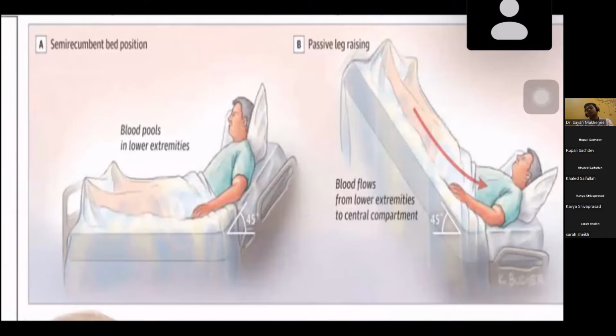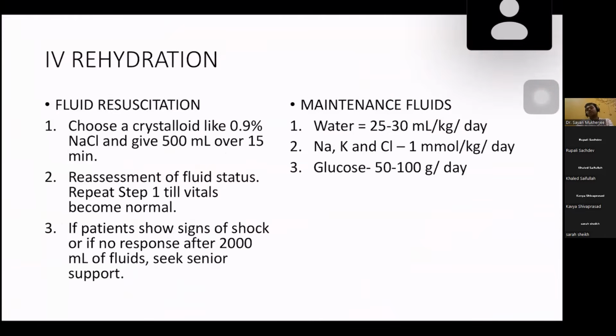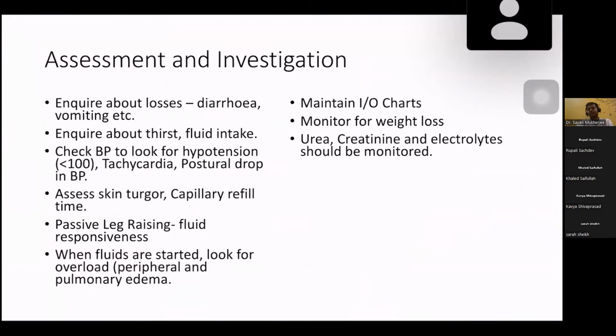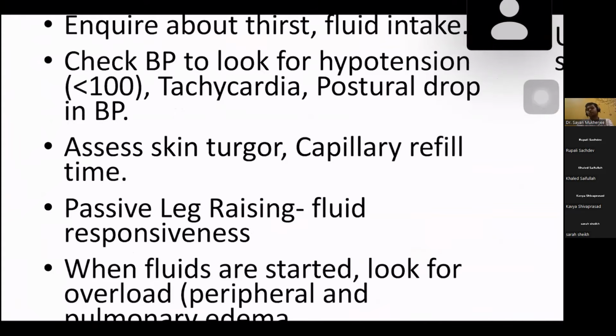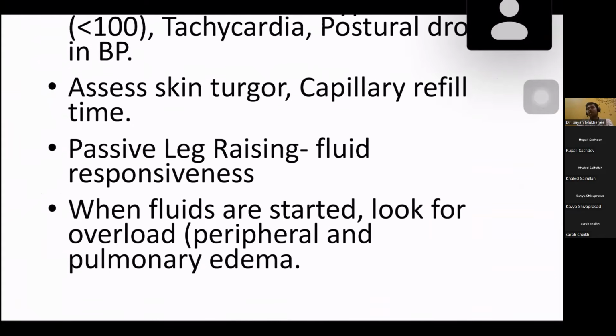Similarly to the fluid bolus from outside, you will check his hemodynamic parameters after doing passive leg raising, his tachycardia, his blood pressure. If you see they're improving, that means this patient has a positive passive leg raising test, which means he's fluid responsive. So we can go ahead and start giving him IV fluids. It's just another easy test, where instead of giving a fluid bolus in reality, you can use this endogenous fluid, that is his peripheral blood in his lower limbs.